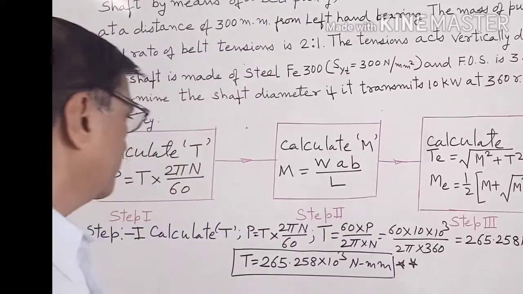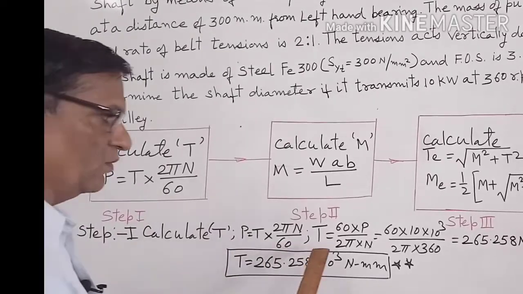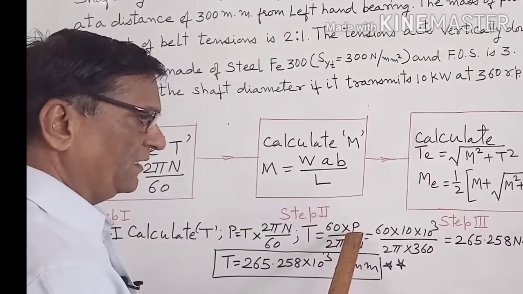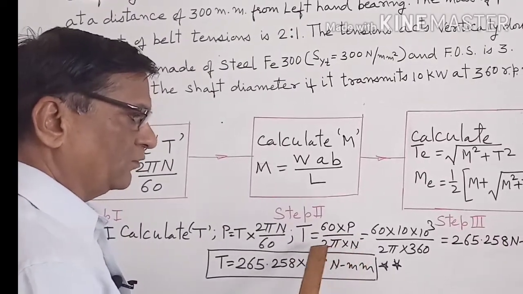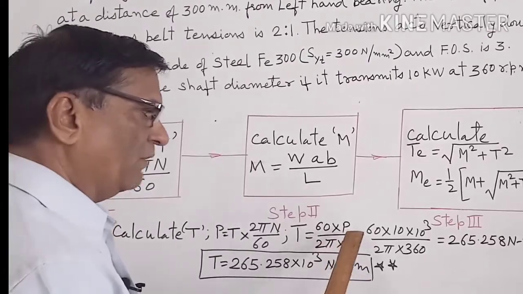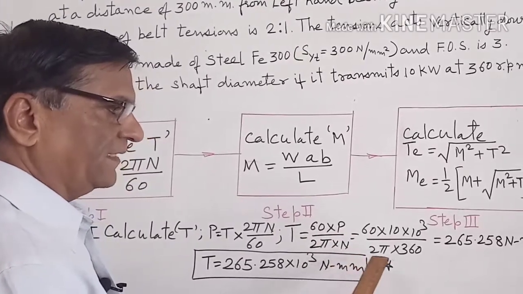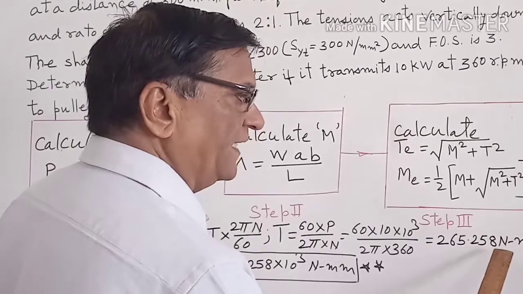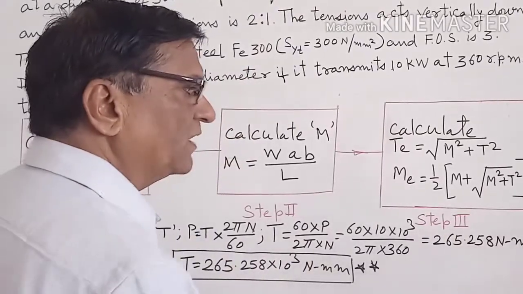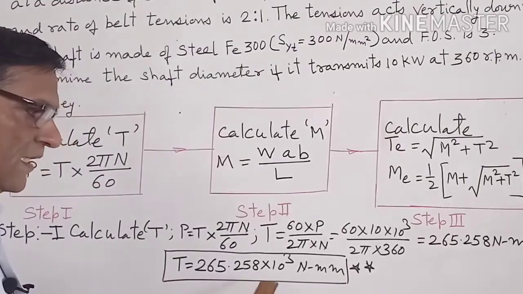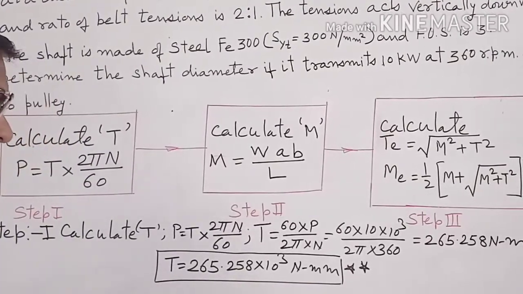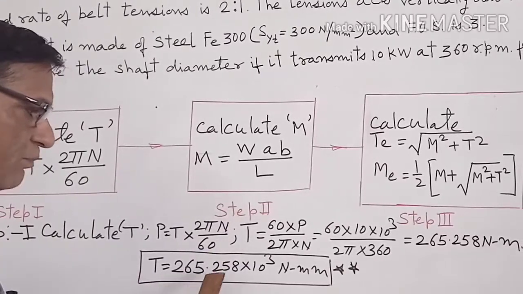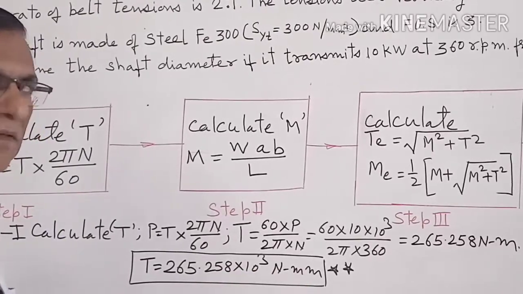Now calculate torque by this formula. Torque is equal to 60 P upon 2 pi N. So putting the values of power and N, that is equal to 360, the value of torque comes out to be 265.258 Newton meter. The value comes out in Newton meter. We will convert this into Newton millimeter, so multiply this by 10 raised to 3. Torque comes out to be 265.258 into 10 raised to 3 Newton millimeter.